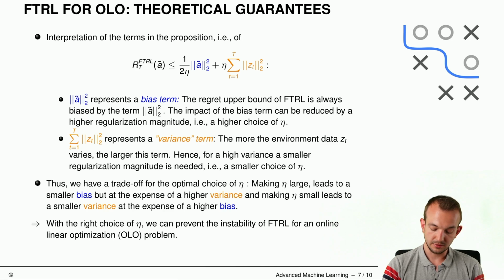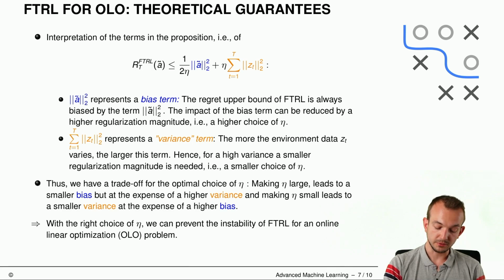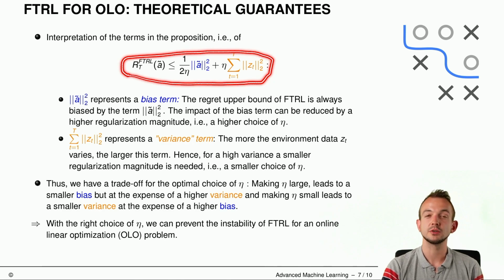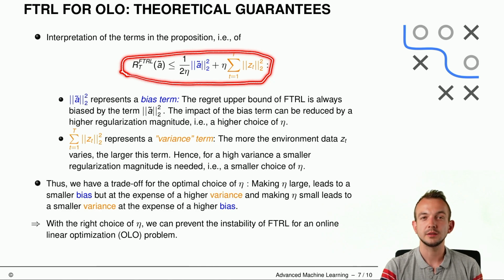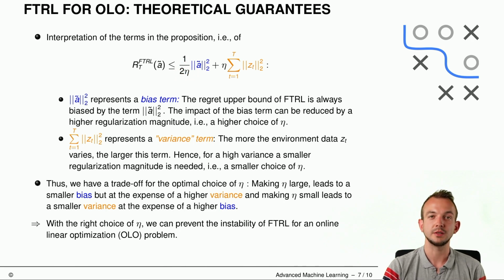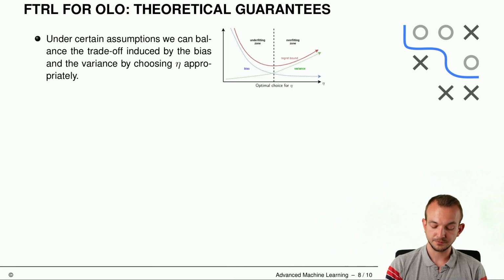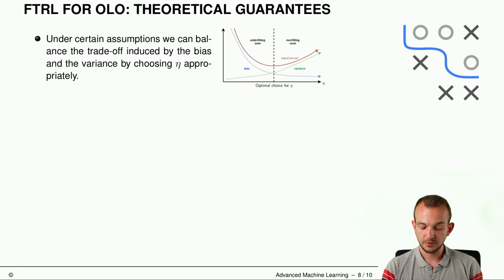And this will prevent the unstable behavior of the follow the leader algorithm, because we are still dealing here with an online linear optimization problem for which we have shown this result. And the right choice of the regularization, meaning the right choice of the eta, will then guarantee that we have good regret upper bounds.